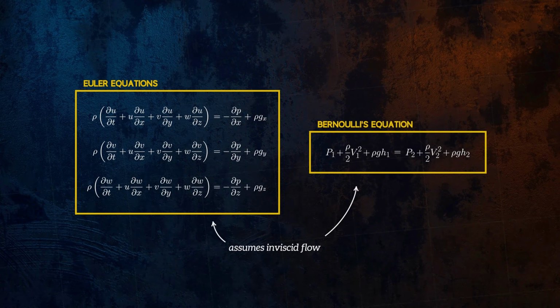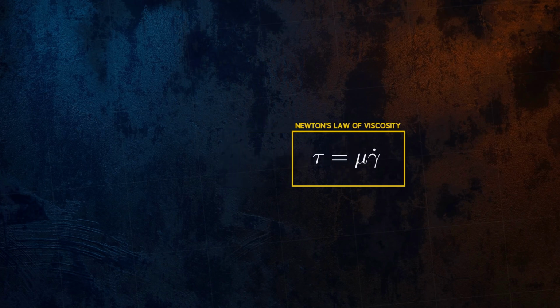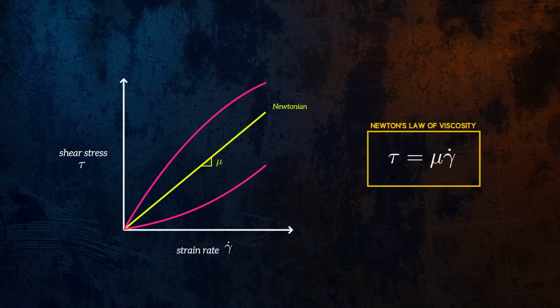We said earlier that fluids that obey Newton's law of viscosity are said to be Newtonian. The shear stress increases linearly with the strain rate. But for some fluids, the relationship between shear stress and strain rate is non-linear. These are called non-Newtonian fluids, and there are two main types: shear thickening fluids and shear thinning fluids.